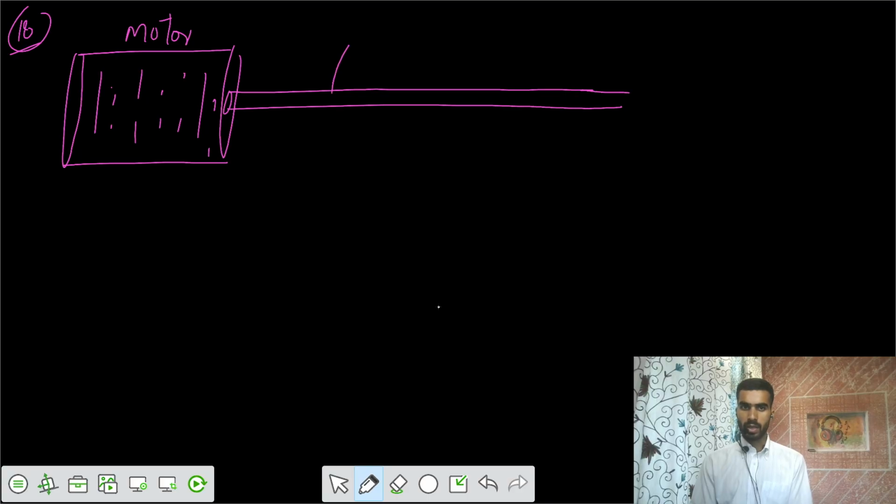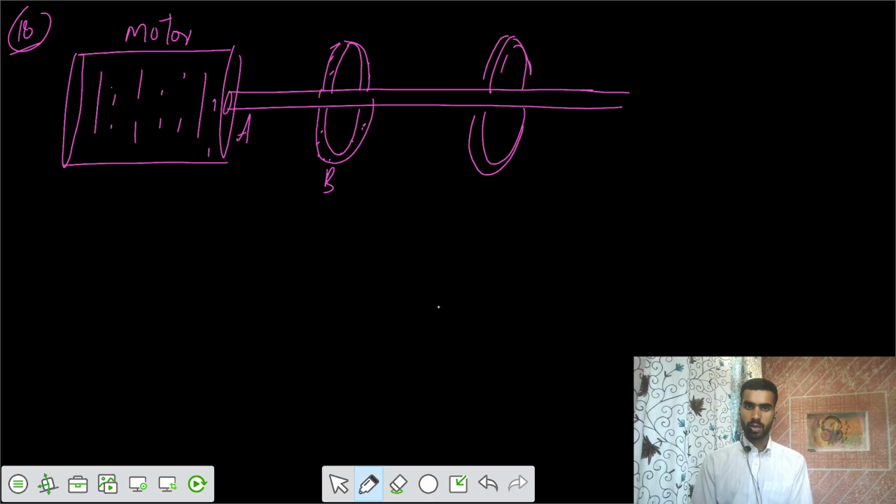And there is one gear connected here. Let's say that is A, this is B, and there is one more gear attached somewhere here. Let's say this is one more gear that is called C.